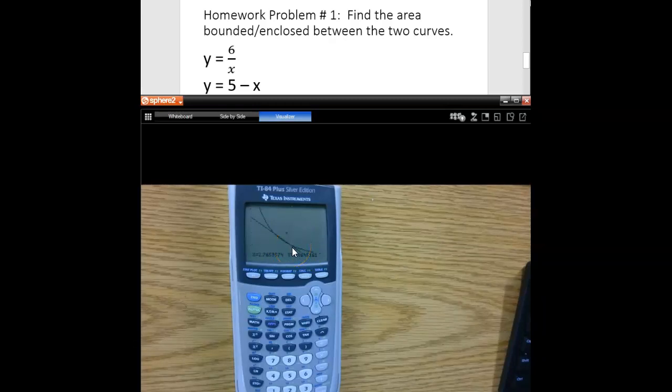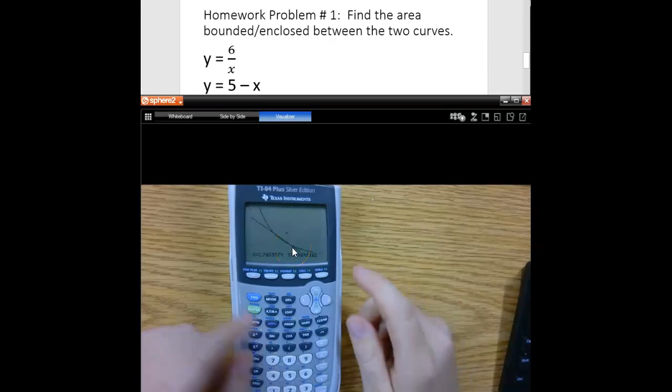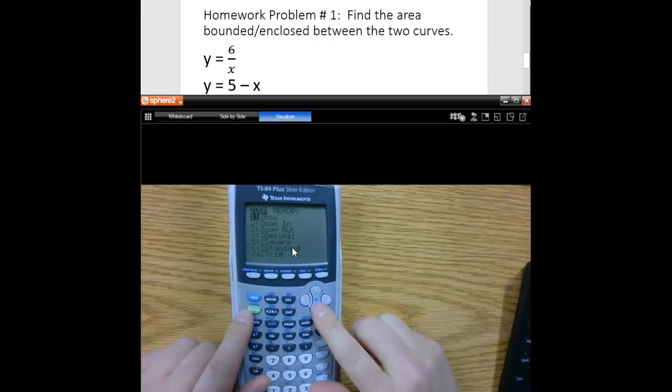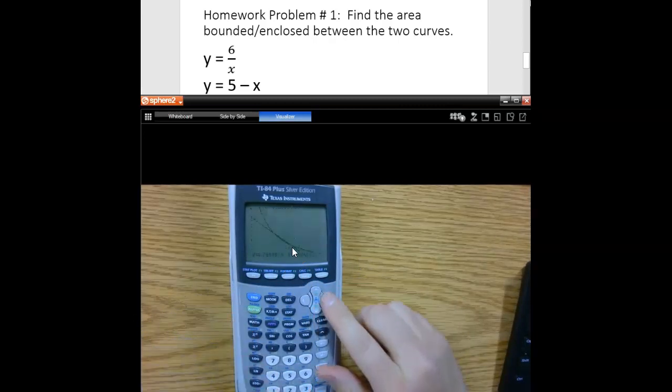So let's go ahead and see if we can find those places where they're crossing. I wonder if we could zoom in again just to get an even closer picture. I don't know if it'll let us do that again. Pretty darn close.